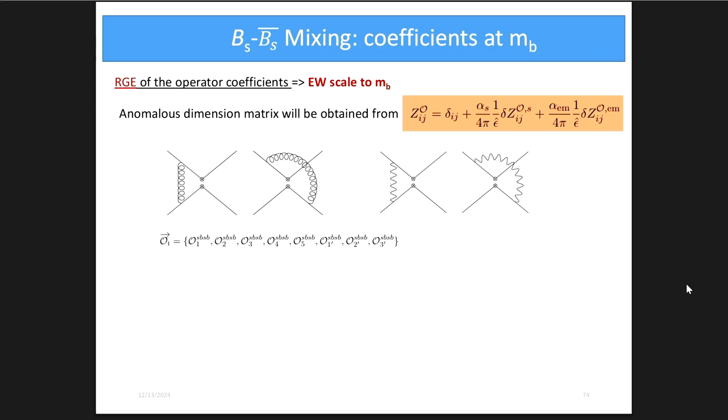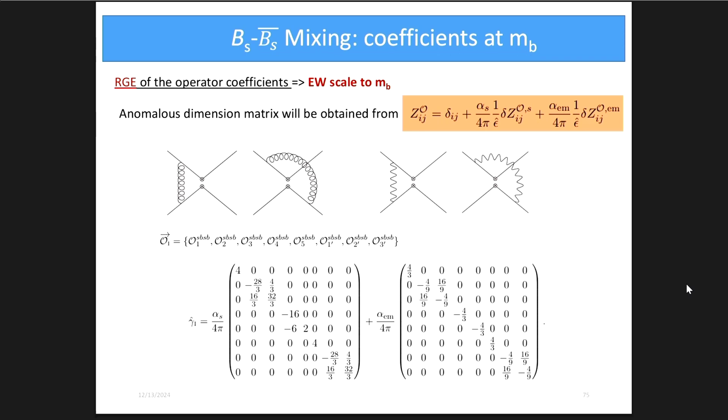Okay. So you have 4-quark operators. All the operators that you have seen are 4-quark operators. So you can calculate the QCD and QED corrections, and that will give you the anomalous dimension matrix once you calculate all these diagrams. And if you write it in matrix form and try to derive the anomalous dimension matrix, you see this would be the form, and you see here it mixes, right?